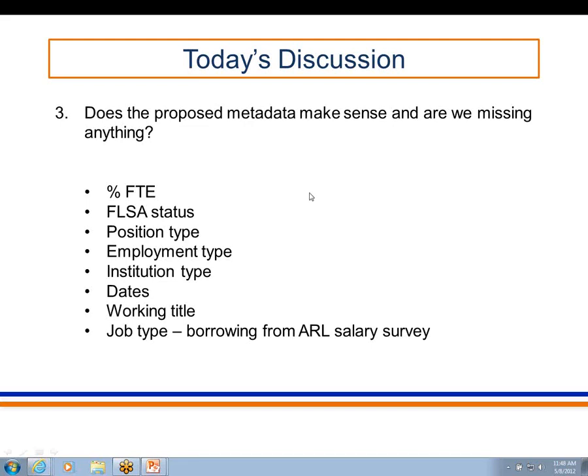Any other thoughts on the metadata before we move on? We're going to spend a little bit of time talking about the job types that are possible.